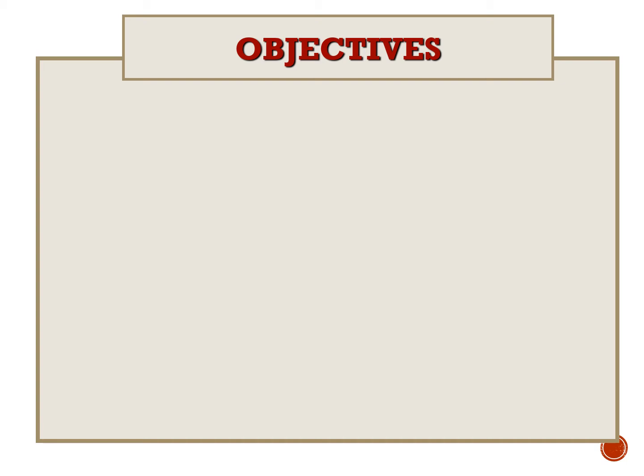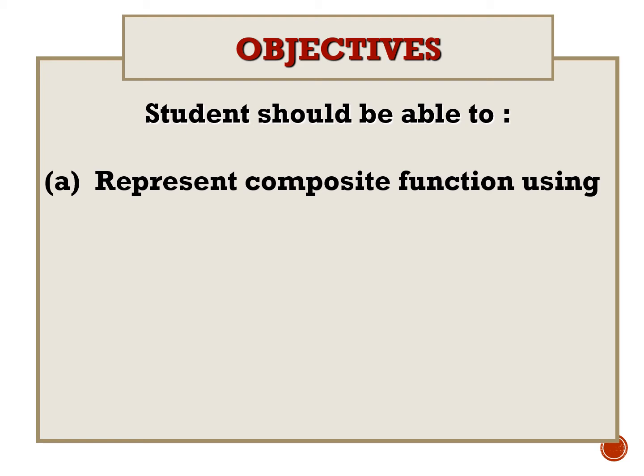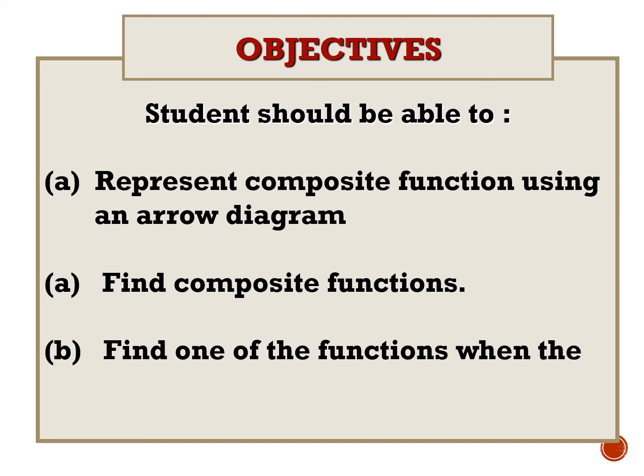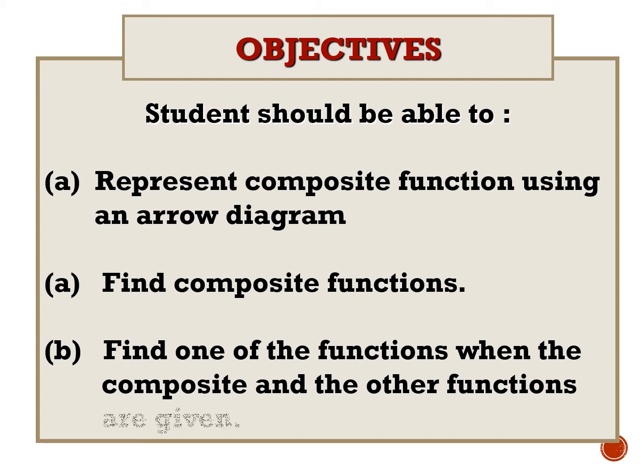The objective for this lecture: the student should be able to represent composite function using an arrow diagram, find composite function, and find one of the functions when the composite and the other function are given. Let's get started.